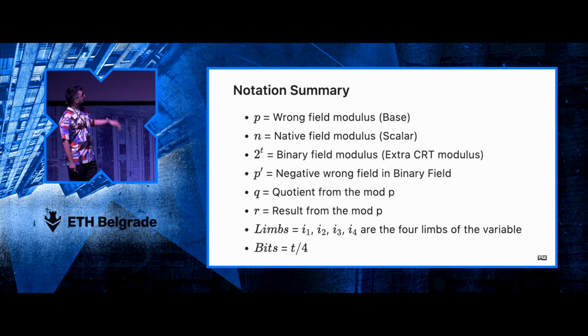We have several notations here. The wrong field modulus, we show it as P, and we have the native field as N, and we will have the binary field 2^T. I will show this to you in the next slide, just to keep this in mind.